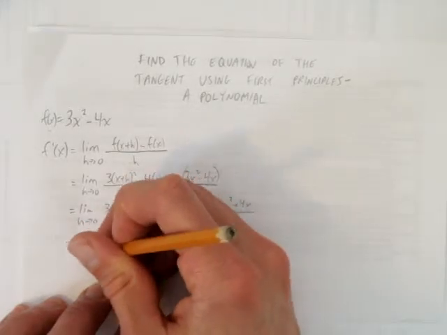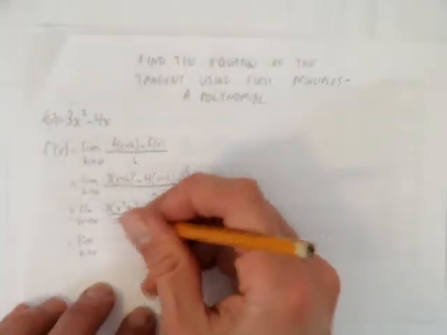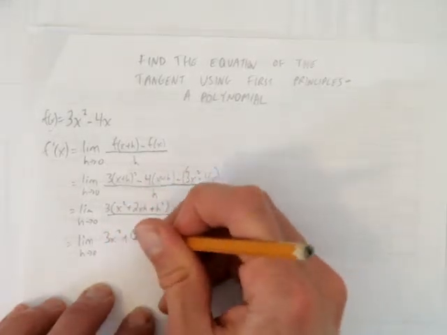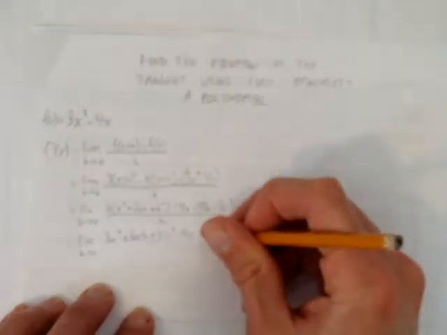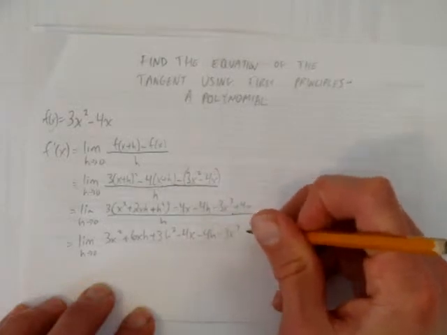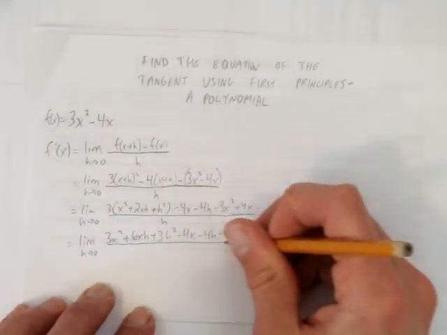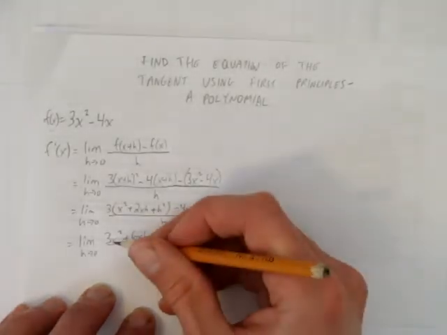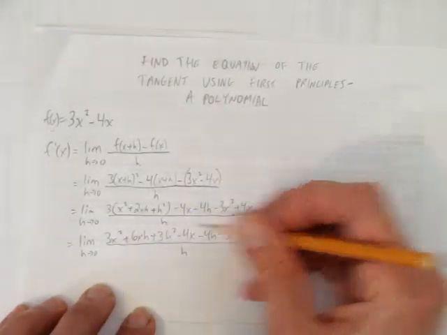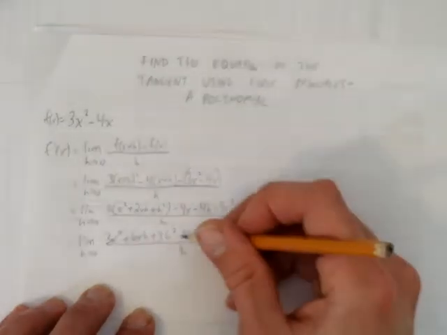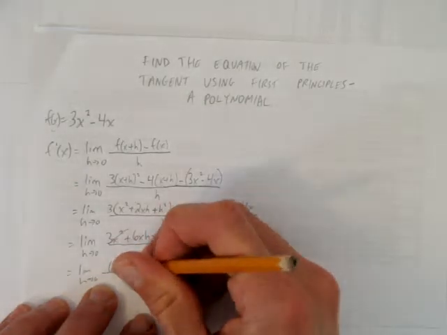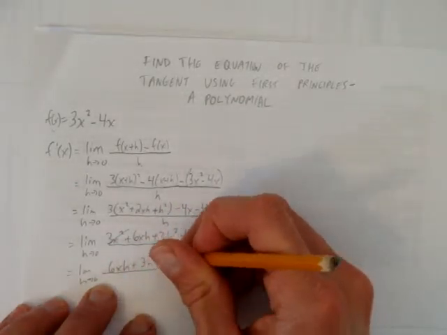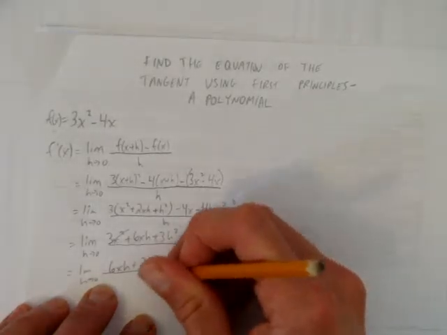Okay, so far so good. Now let's distribute this 3 in, and I get 3x squared plus 6xh plus 3h squared minus 4x minus 4h minus 3x squared. It looks long, doesn't it? But there's good news. Lots of things should cancel out now if you've done it right. For example, I have a 3x squared here and a negative 3x squared. Those are gone. And I have a minus 4x and a plus 4x, and that's gone as well. So I get the limit as h approaches 0 of 6xh plus 3h squared minus 4h, all over h.